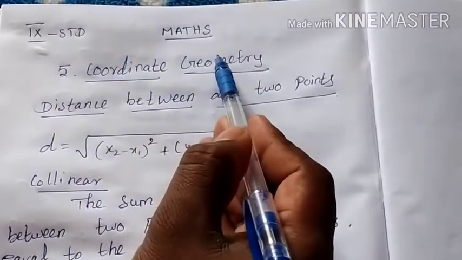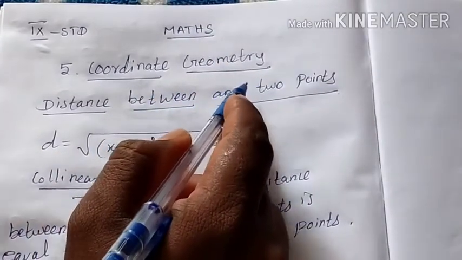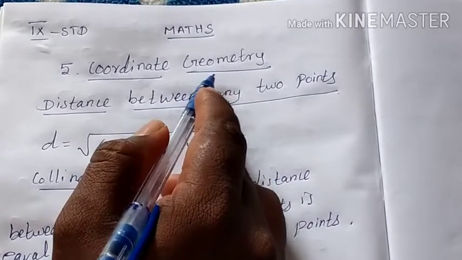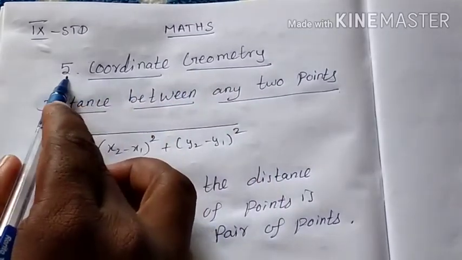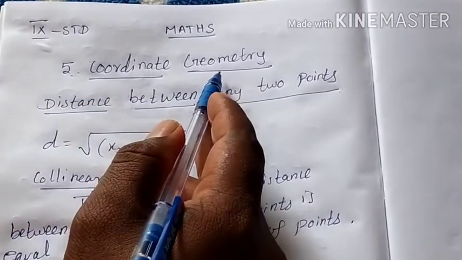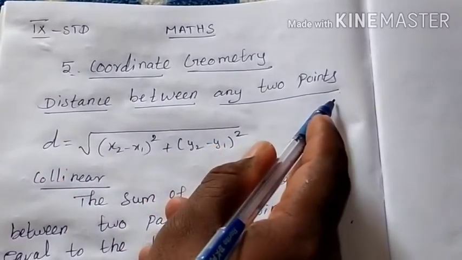Welcome to 9th standard maths class. Last class we discussed the method of solving linear equations from the third chapter, algebra. In this class we are going to see the fifth chapter, coordinate geometry, especially the distance between any two points.